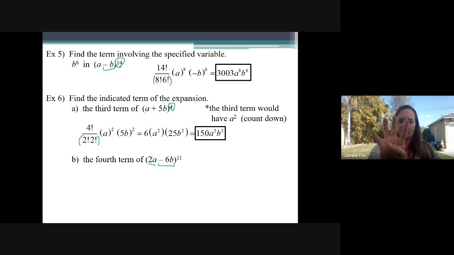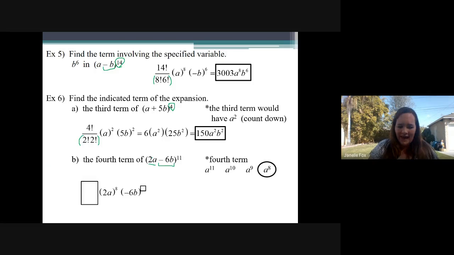Let's do it one more time. Put up your 4 fingers. 2a starts out: the first term is to the 11th, then the 10th, then the 9th, then the 8th. So we are raising 2a to the 8th. And then what would negative 6b be raised to? Well, it has to add up to 11, so that would be the 3rd power. And our coefficient in front is 11 factorial over 8 factorial, 3 factorial.